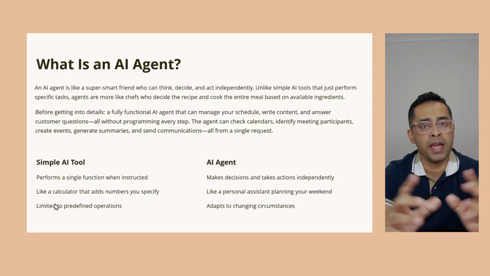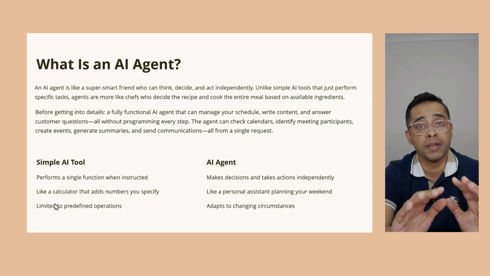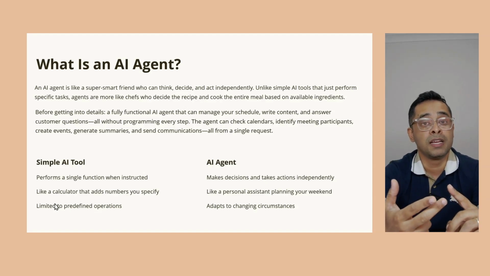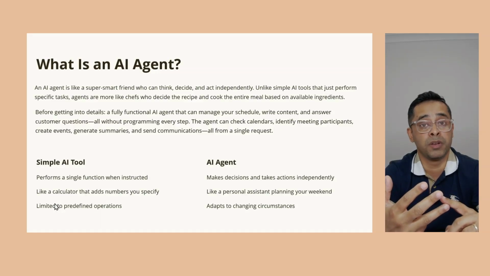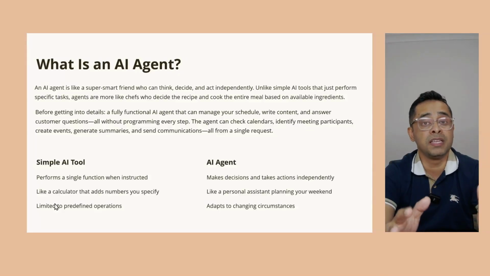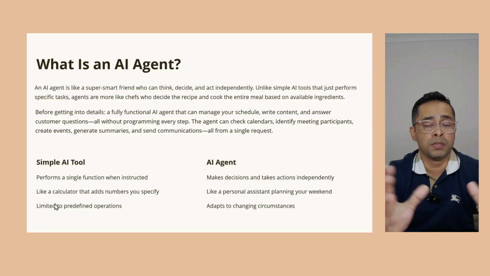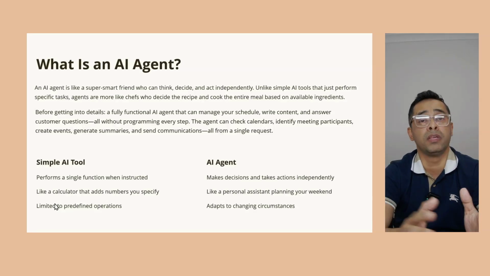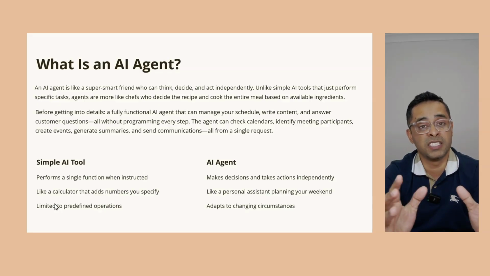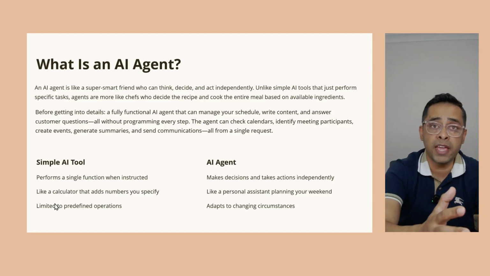Let me give you an example. An AI agent can manage your schedule and content and answer customer queries, all without programming every single step. An AI agent can check your calendar, identify who is attending the meetings, even generate summaries and send communication from a single request. If you compare an AI agent to a simple AI tool, a simple AI tool performs a single function when instructed, whereas an AI agent makes decisions and takes action independently. A simple AI tool is limited to predefined operations. You have to predefine all the steps, and that's how it will work. Through an AI agent, you adapt to changing circumstances; it will decide what course of action to take based on user input.